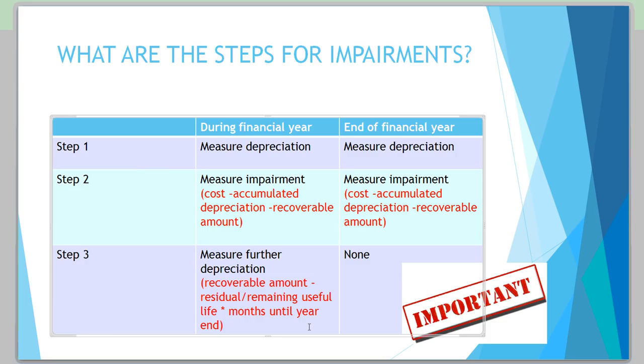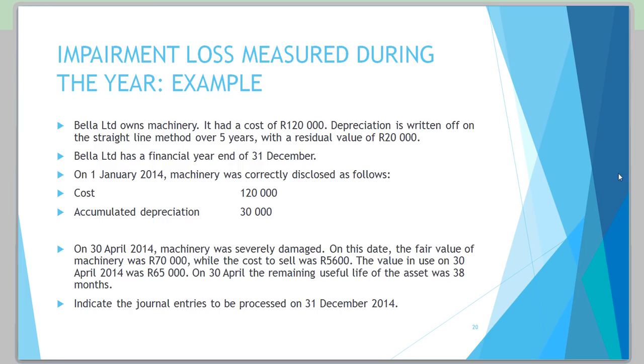So this may sound a bit difficult and a bit abstract, but that's why I created an example for you so that you can see how you should do your impairment losses. This is an example for an impairment loss that is measured during the financial year. Bella Limited owns machinery and it had a cost of 120,000. Depreciation is written off on the straight line method over 5 years and it has a residual value of 20,000. Bella Limited has a financial year end of 31 December.